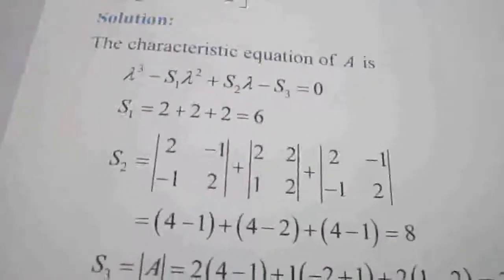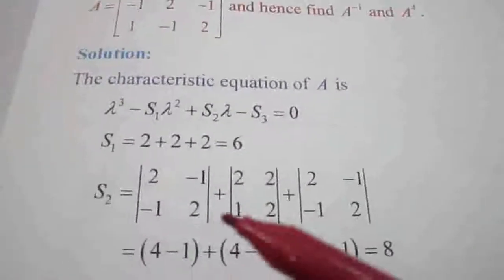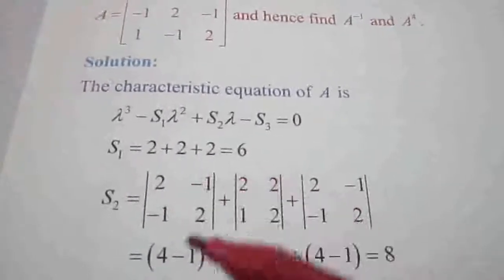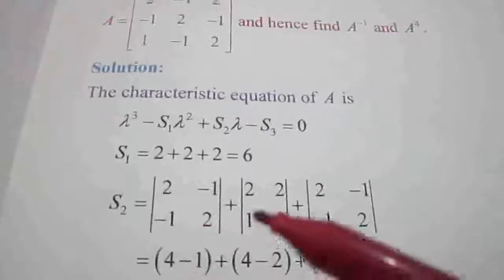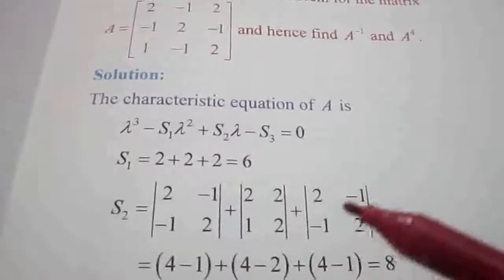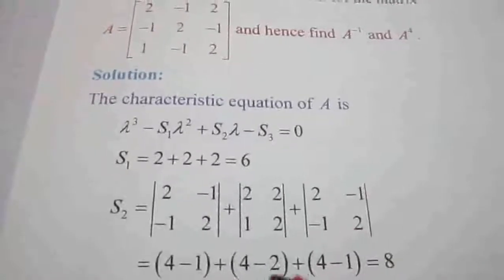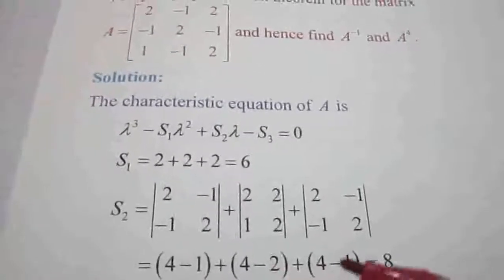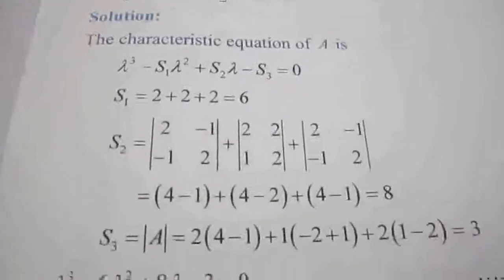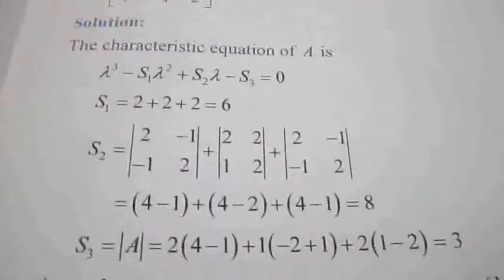Now simplify this. 2 into 2 is 4, 4 minus of minus 1, minus of minus is plus, so 4 minus 1. So this is 3, this is 3, and the middle one is 4 minus 1 which is 3... so the sum is 3 plus 2 plus 3, which is 8. So S2 is 8. And S3 is the determinant of the matrix.